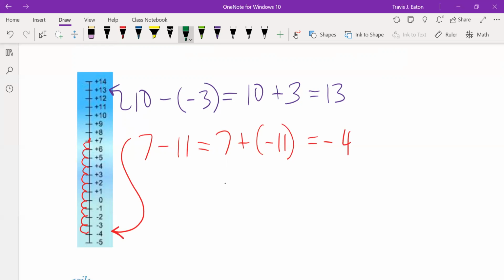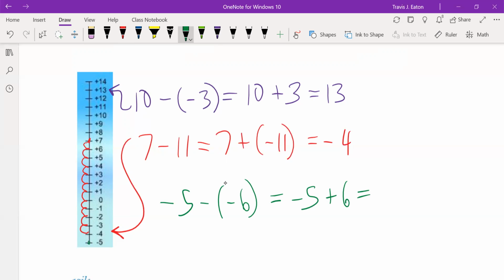And let's see, how about negative 5 minus negative 6? That'll work. Okay, well, remember, subtraction is adding the opposite. The first number stays the same. Subtraction becomes addition, and the opposite of negative 6 is 6. So now it's negative 5 plus 6.